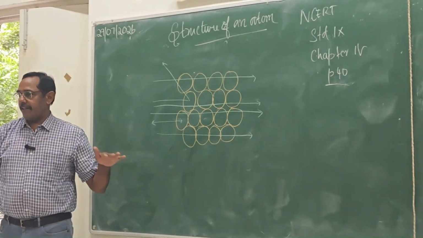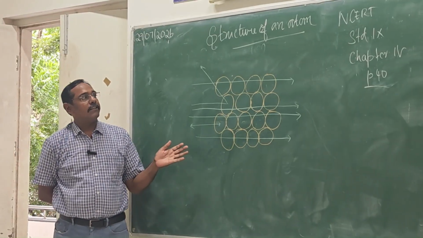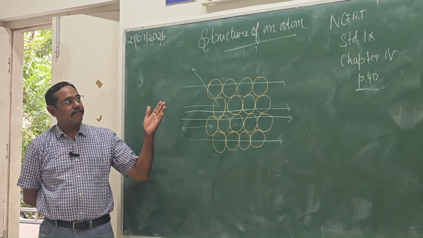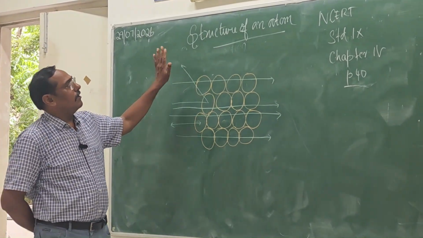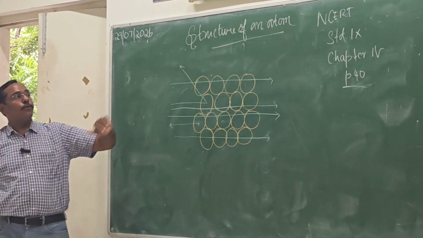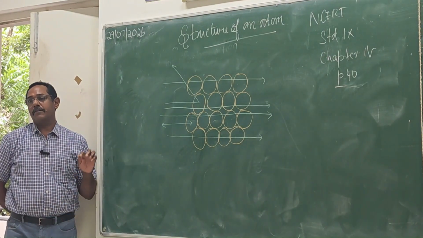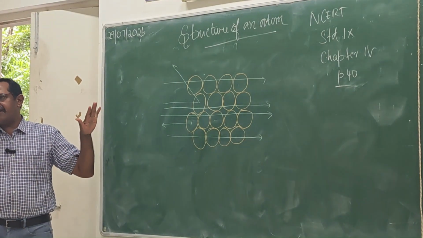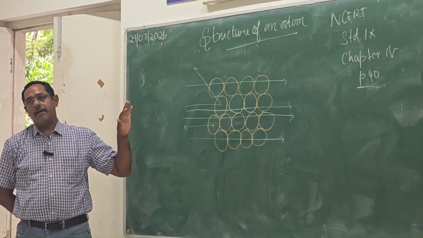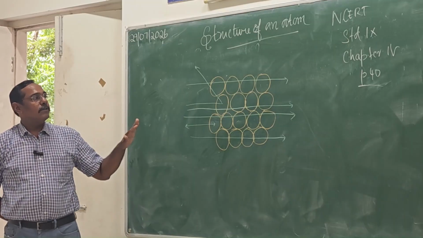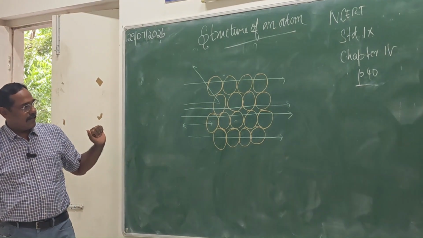Okay. Now we go for the visual thinking strategy. I have taken it from the NCERT syllabus, Standard 9, title Structure of an Atom, Chapter 4, page 40. So this much information is needed to give an image. Okay, so here it goes like this.